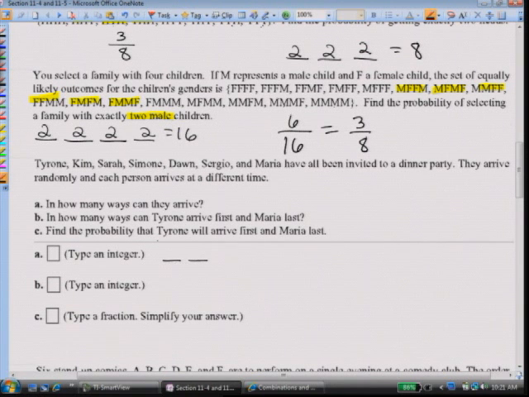Okay. So we have how many people? 1, 2, 3, 4, 5, 6, 7 people. So, who can arrive first? Any of the 7. Do y'all agree?